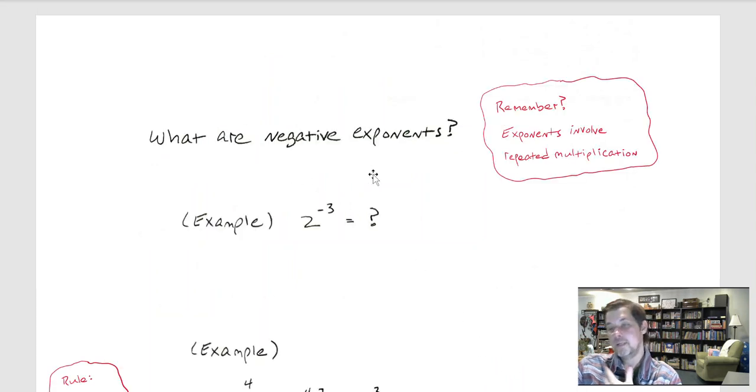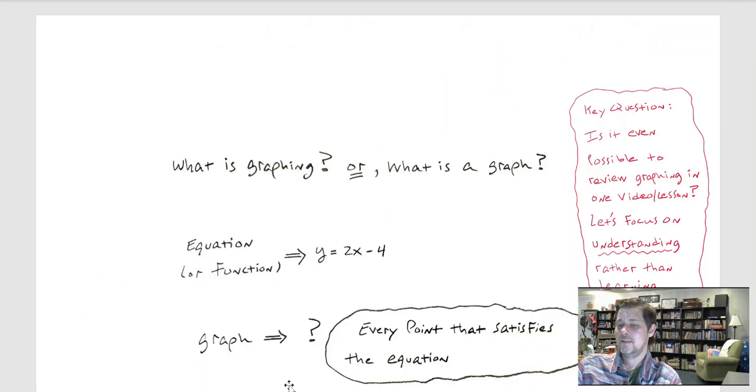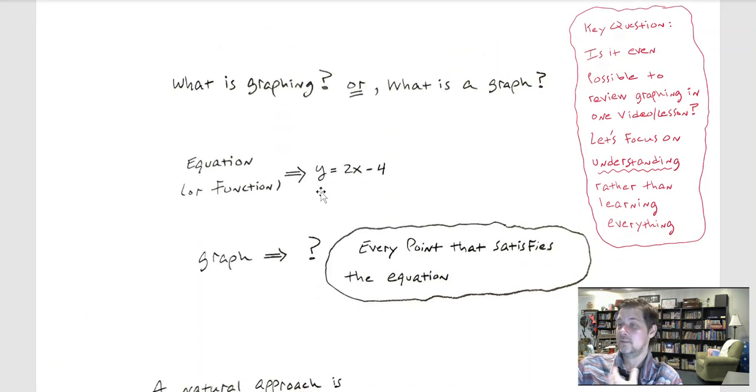And then I talk about what negative exponents are, same thing. Hoping to get the basic idea across if you haven't seen this in a while. And then now I want to talk about what graphing is. And of all the things that there are to review, this might be the hardest one. Okay?